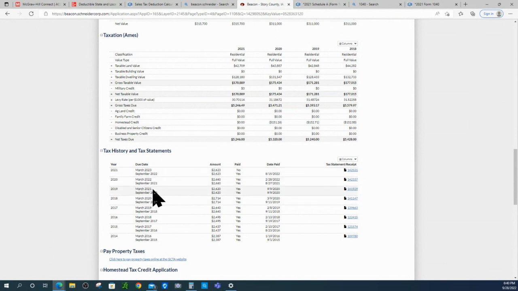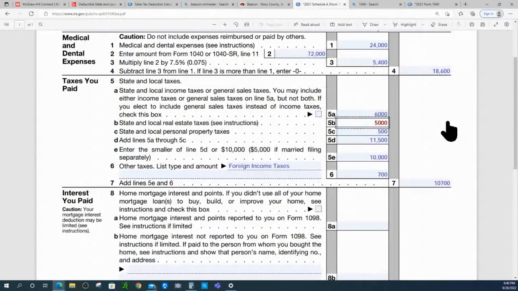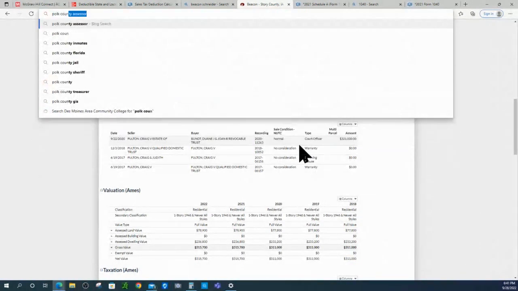So in 2021, they paid in March $2,620 and in September $2,660. So in total, they paid $5,280. That's the amount they would be able to put here in this line. That would change this number, obviously. But just an FYI, you can look up, you just go to county assessors and you can look up, like Polk County. This is all public records.